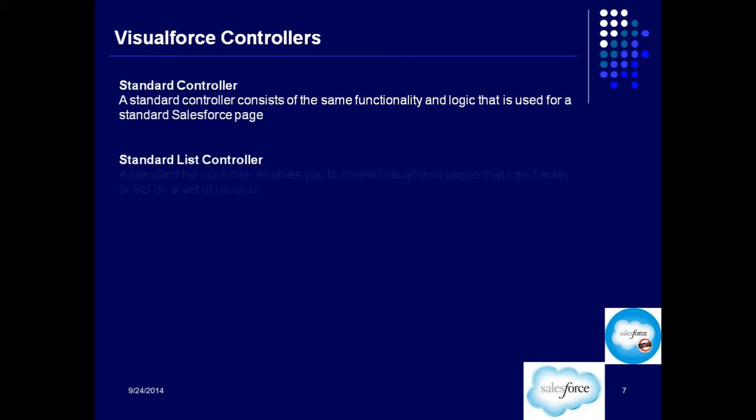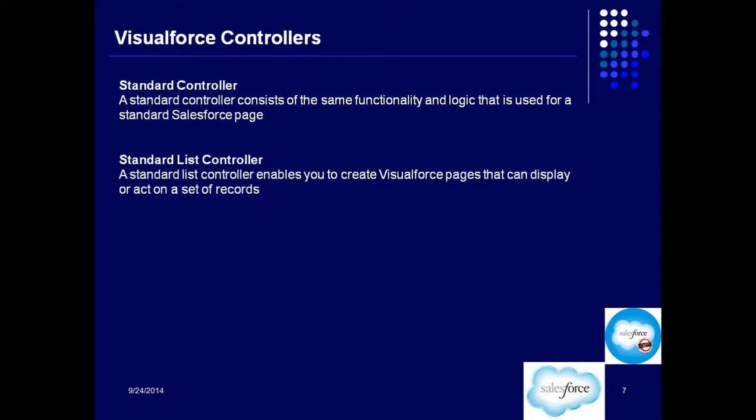Standard list controller: the only difference between these two is that a standard controller is for one single record and a standard list controller is for a list of records. So when you want to create a page to display a list, you need a standard list controller. If you want to create a page to display a single record, you will use a standard controller. So that is the difference here. Alright, so two types of controllers. In both these cases, you don't have to go and define the instructions. You will just call an existing controller from Salesforce and that is it.